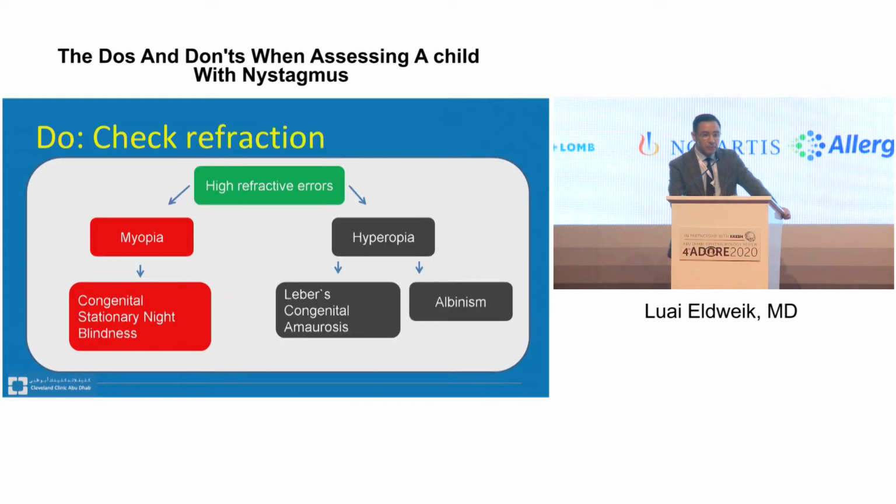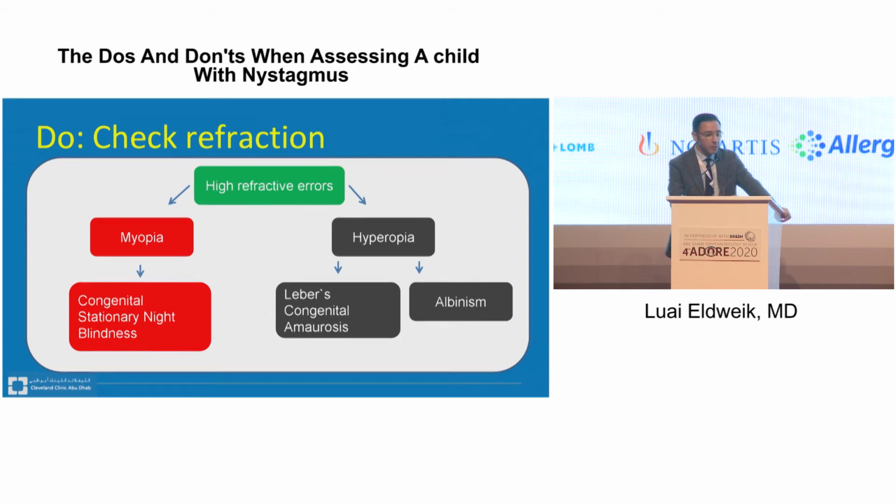Check refraction. This is really intuitive. You don't have to think about it. This is what you should do for every patient coming to your clinic. Whatever he has, nystagmus is a finding. You would do the same thing for strabismus. Don't overthink it. So check the refraction.